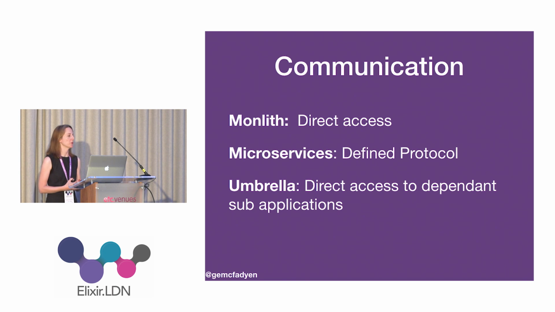In terms of the code communicating with itself, well, a monolith has direct access. With microservices, you have to define the protocol from the beginning. And the umbrella, although you need a protocol if you're doing distributed stuff, if you're not, you have direct access to the code just through the library dependencies with the in-umbrella flag.